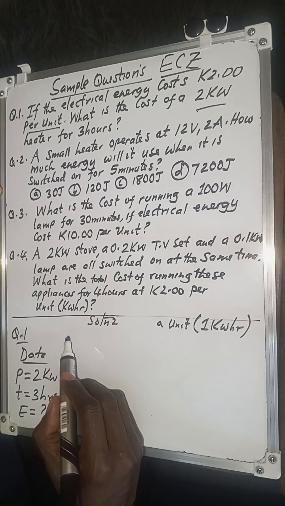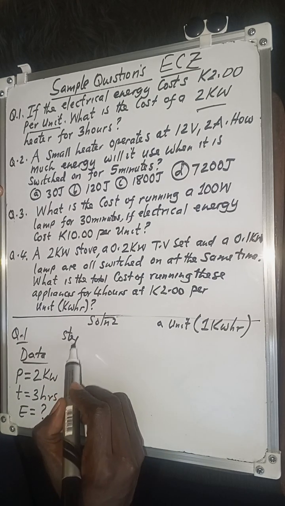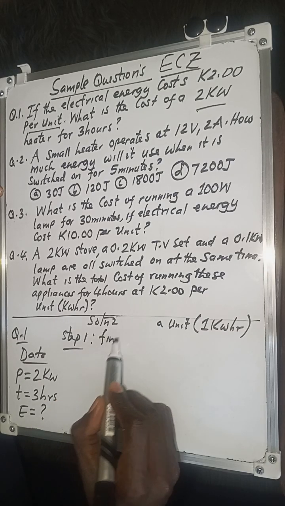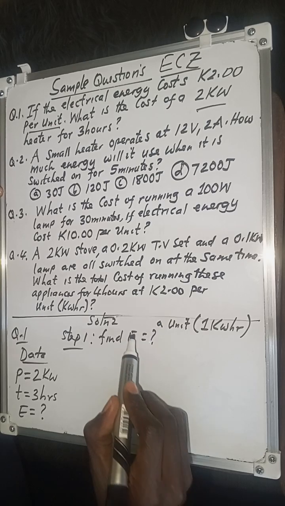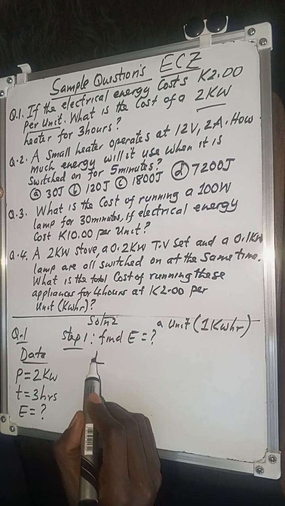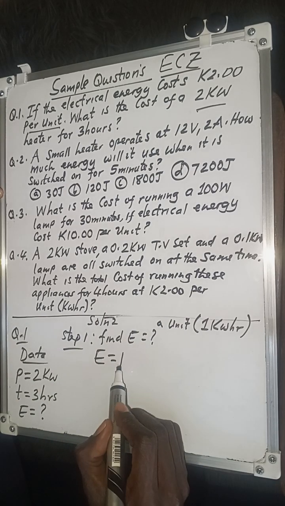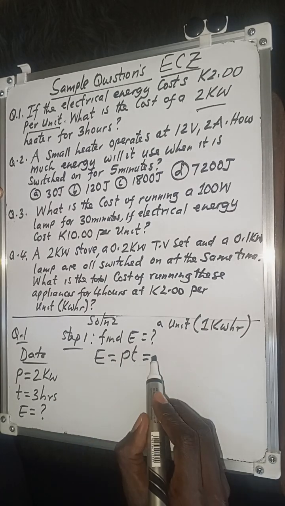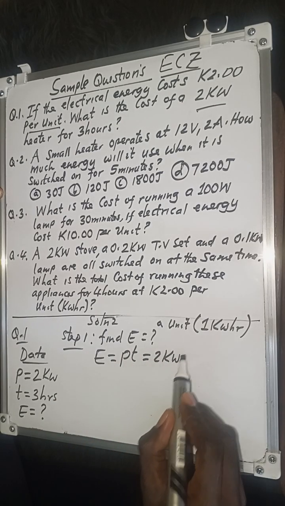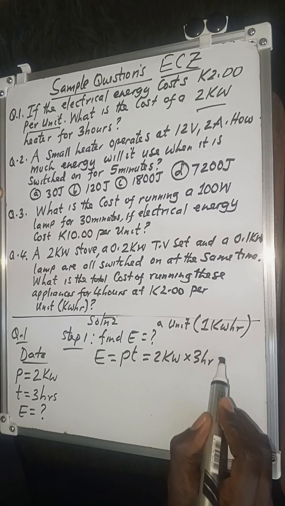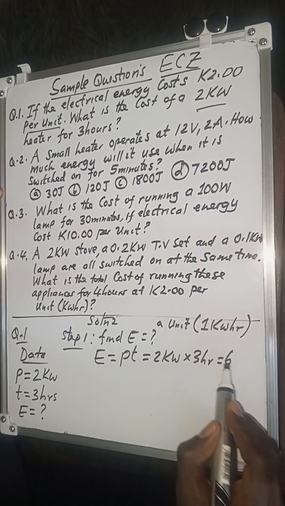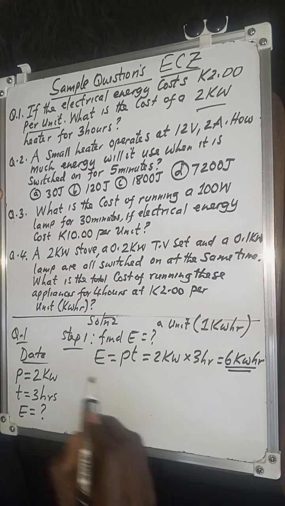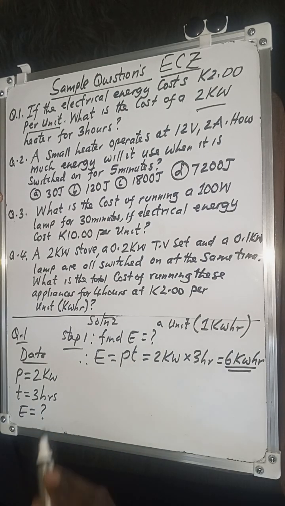So step 1, find E, the electrical energy. How do you get that? By applying the formula: electrical energy is power multiplied by time. In this case, my power is 2 kilowatt, and for how long? 3 hours. If you multiply this by that, it will give you 6 kilowatt hour. So that's the energy that was consumed: 6 kilowatt hour.